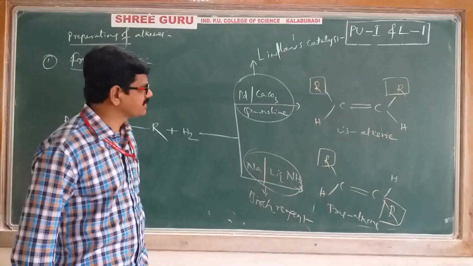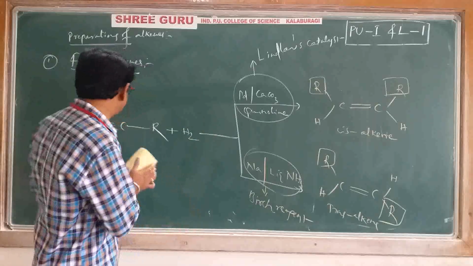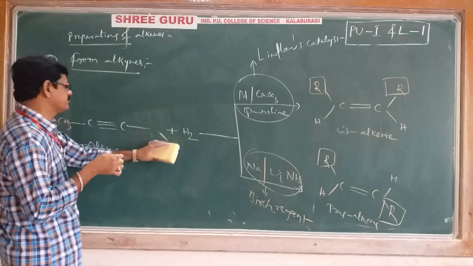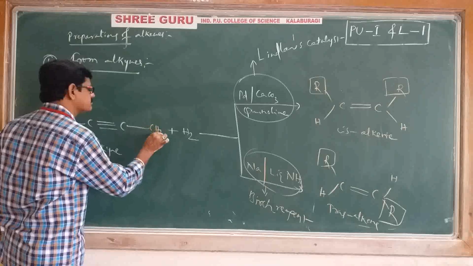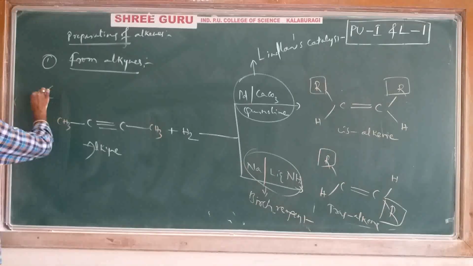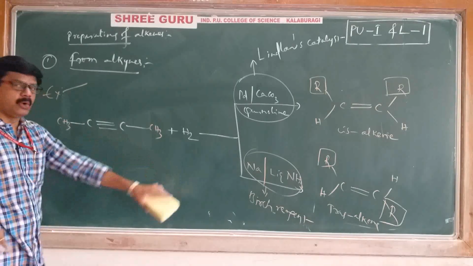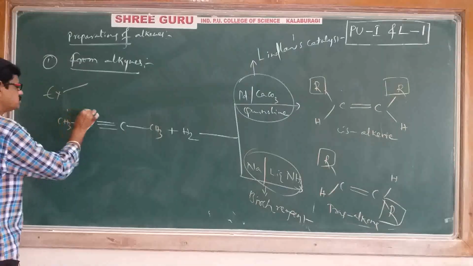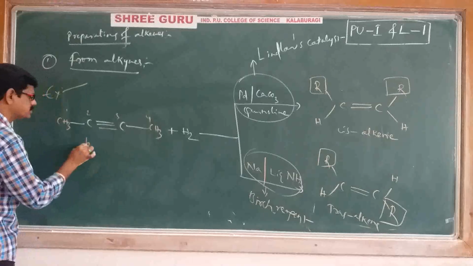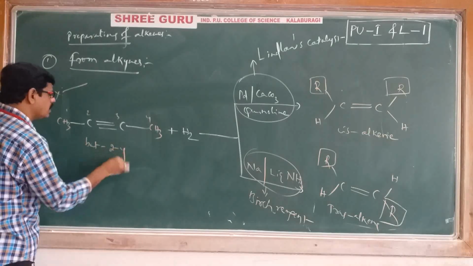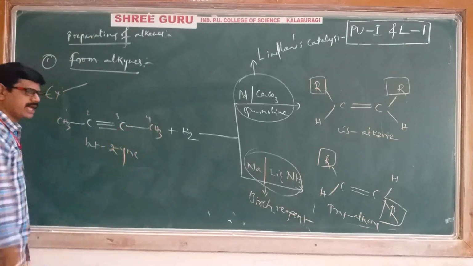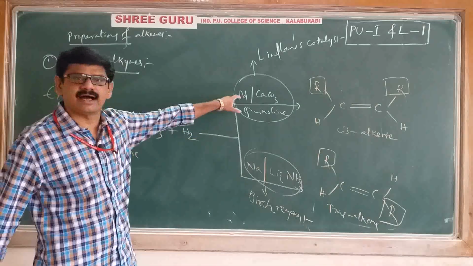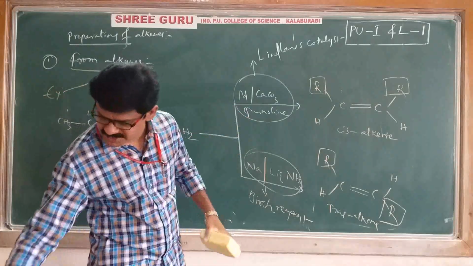We will do one thing. Here only I am changing. Wherever R is there, I will write a methyl, CH3, CH3. It is an example now, and it has its own particular name. What is its name? 1, 2, 3, 4. Its name is but-2-yne. When but-2-yne is added with hydrogen in the presence of Lindlar's catalyst, what happens?